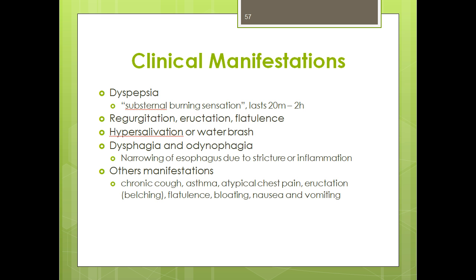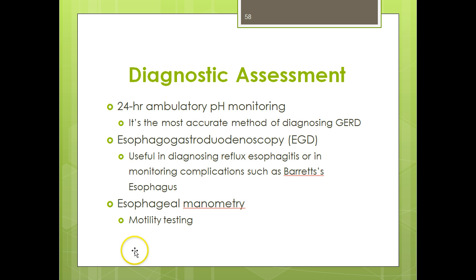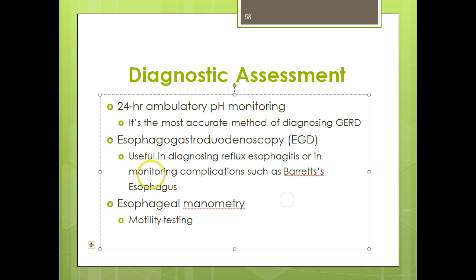Also, sometimes people have chest pain and vomiting and belching and bloating, nausea, and that type of thing as it relates to them having this. The way to basically diagnose GERD would be through the 24-hour ambulatory pH monitoring, or they could do an EGD, and usually that's useful in diagnosing reflux esophagitis.